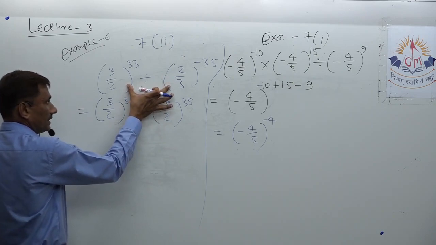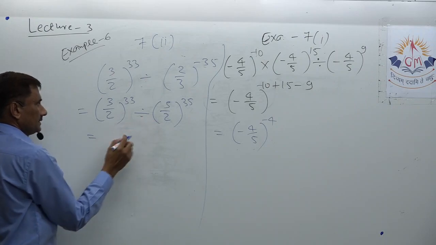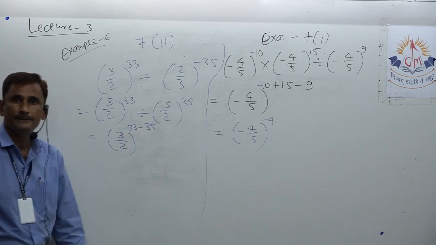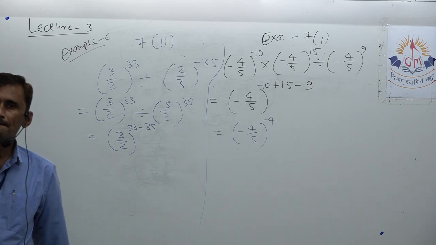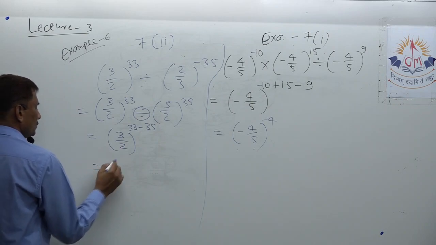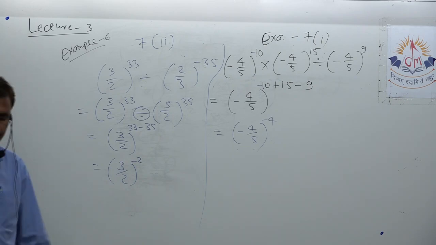Okay, now the bases are not equal initially, so I converted here. Now you know, in between there is division. So 3 by 2 raised to 33 minus 35. Okay, 33 minus 35, since division is there. So 3 by 2 raised to minus 2. Okay, now note down both ones.